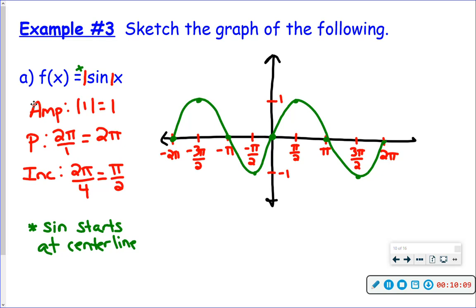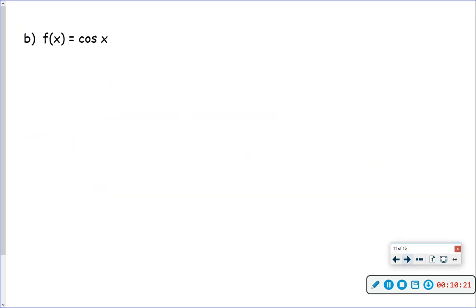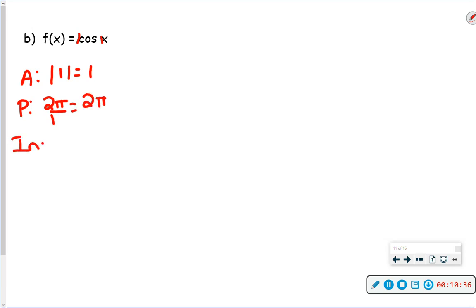Now, cosine, similar. I'm going to do the amplitude, the period, the increments, all the exact same. The only difference is when I draw cosine, it's going to start at the amplitude. The starting point changes. So let's do a basic cosine graph. So same thing, amplitude, absolute value of your lead coefficient. So it's the same height, period, 2 pi over b, the coefficient on x. Increments are going to turn out to be the same, period divided by 4. So everything right now that I've written down is exact same as sine. The difference will be when we draw the curve.